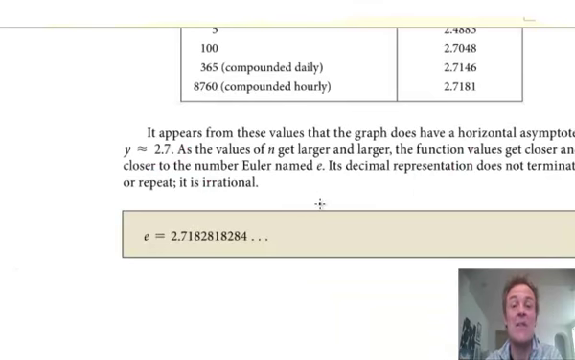Okay, that's e. Now think about it. E is just something in between 2 and 3. All right, that's all you need to think about right now.